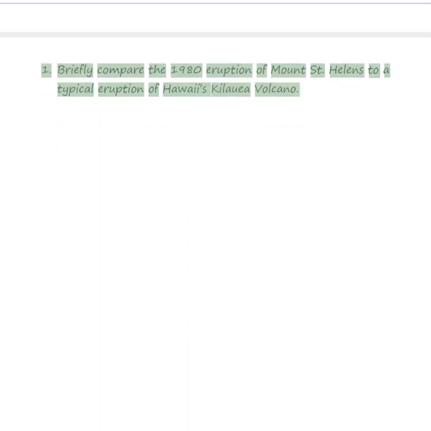Concept checks 5.1. 1. Briefly compare the 1980 eruption of Mount St. Helens to a typical eruption of Hawaii's Kilauea volcano.